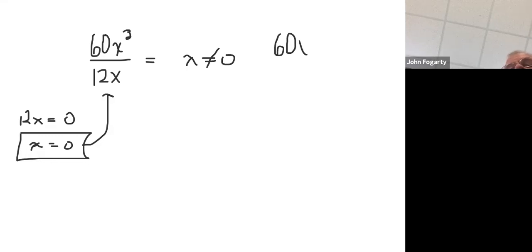But now let's simplify that. Well, this is just a division problem, right? 60 divided by 12 is 5. x to the third divided by x is x squared. Does that make sense? That's not that big a deal. All righty, so that was number 1.